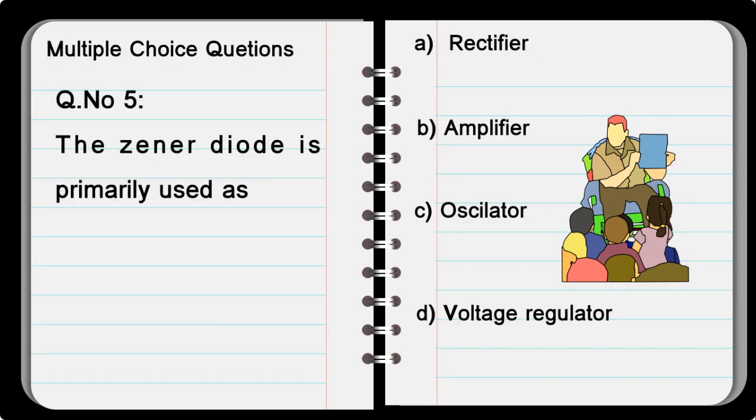Question number 5. The Zener diode is primarily used as Option A, rectifier. Option B, amplifier. Option C, oscillator. Option D, voltage regulator.